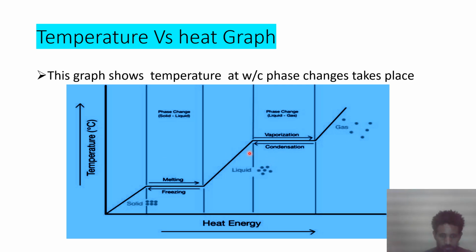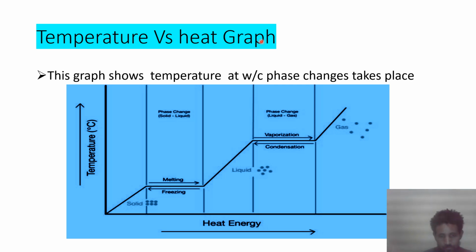Generally we can see that this is the solid, and this is where the phase change takes place. This is the liquid, and this is the phase change from liquid to gas. This is just the gas molecules, they're far apart. The forces inside gas molecules are very weak, because those particles or molecules can move freely. The force between those particles is very weak. So this is all about the temperature versus heat graph.